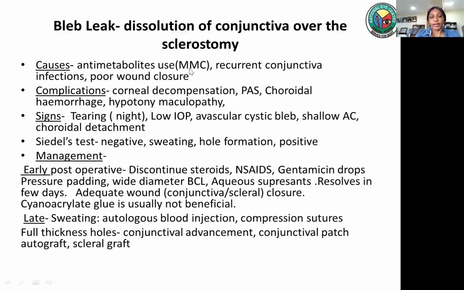But once it's a full thickness hole and the Seidel's test is positive and it's just draining, then you have to go back and excise that conjunctiva and then have a conjunctiva advancement. So what I do is that the bleb that has the hole inside, I excise that, take it out completely, and then advance the conjunctiva forward and then suture it. However, sometimes you may not have enough conjunctiva to advance like that. So you can do a conjunctiva patch autograft or a scleral graft for these patients.